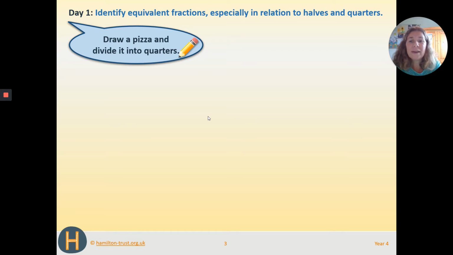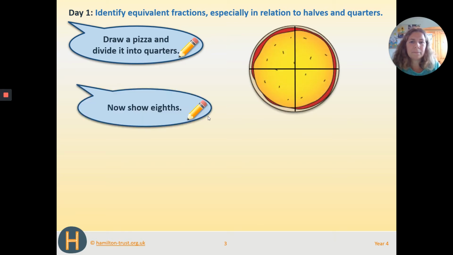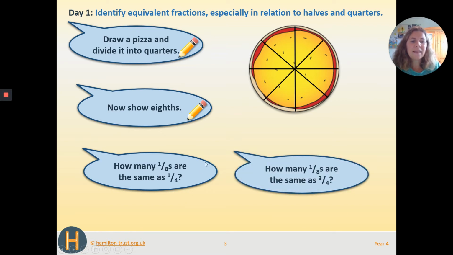Let's draw a pizza and then divide it into quarters. Now let's show some eighths. How many eighths are the same as 1/4? Do you remember the first quarter drawn here? That will be 2 eighths. How many eighths are the same as 3/4? So you've got 1/4, 2 quarters, 3 quarters. That's 6 eighths. Did you get that right?